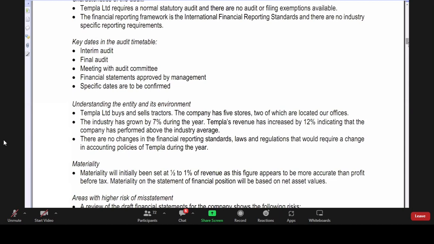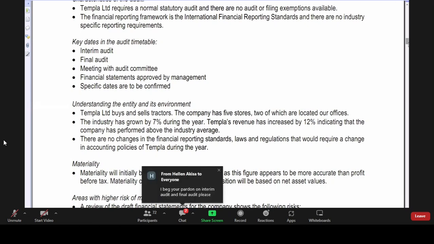Okay. The industry that Templar is operating in has grown by 7%. Templar's revenue increased by 12%, indicating that the company has performed above the industry average. Okay, that is very crucial. Now, had it been that the industry has grown by 7%, but Templar's revenue drops by 10%, then there is a significant risk with Templar.